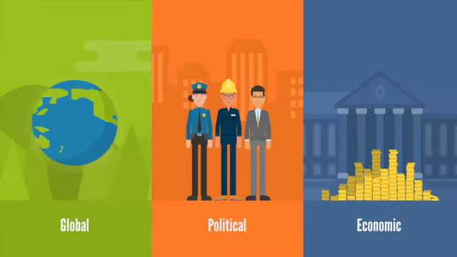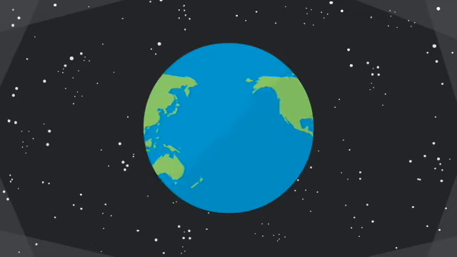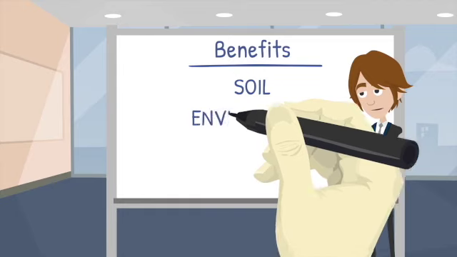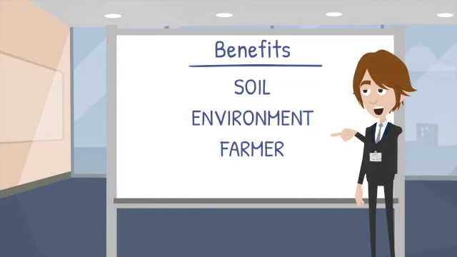One of the most important global, political, and economic issues that faces us today is climate change. One idea for reversing climate change is tree intercropping, a method of farming that has benefits for the soil, the environment, and even the farmer who's incorporating these methods into their practices.